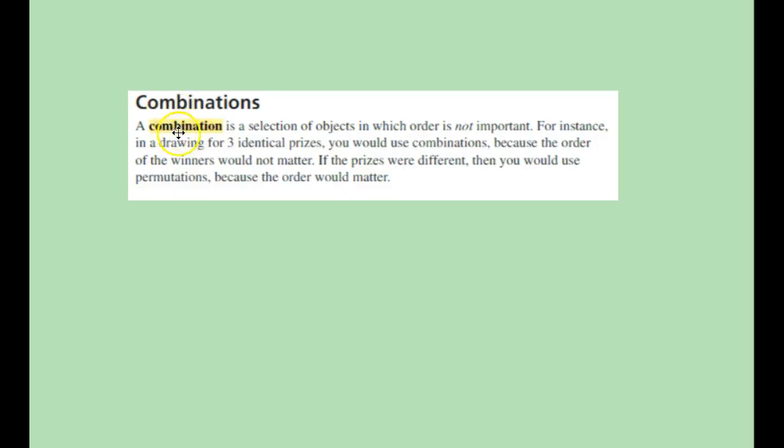Now we're looking at combinations. A combination is different than a permutation because order here doesn't matter. The example that they give, for instance, is a drawing for 3 identical prizes. You would use combinations because it doesn't matter if you're picked first, second, or third, you still get the same prize.